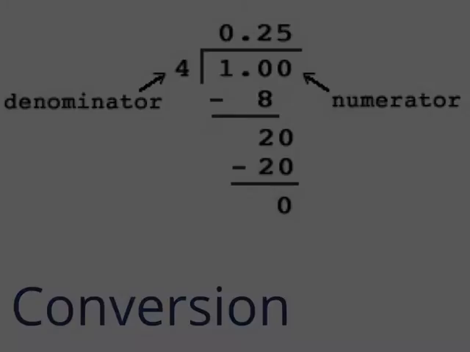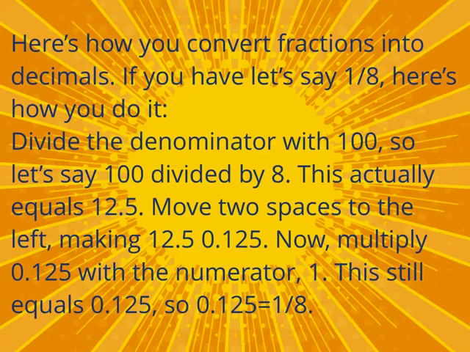Conversion. Here's how you convert fractions into decimals. If you have, let's say, 1/8, here's how you do it. Divide the denominator with 100, so let's say 100 divided by 8. This actually equals 12.5. Move 2 spaces to the left, making 12.5 0.125. Now, multiply 0.125 with the numerator of 1/8, which is still 1. This still equals 0.125, so 0.125 equals 1/8.